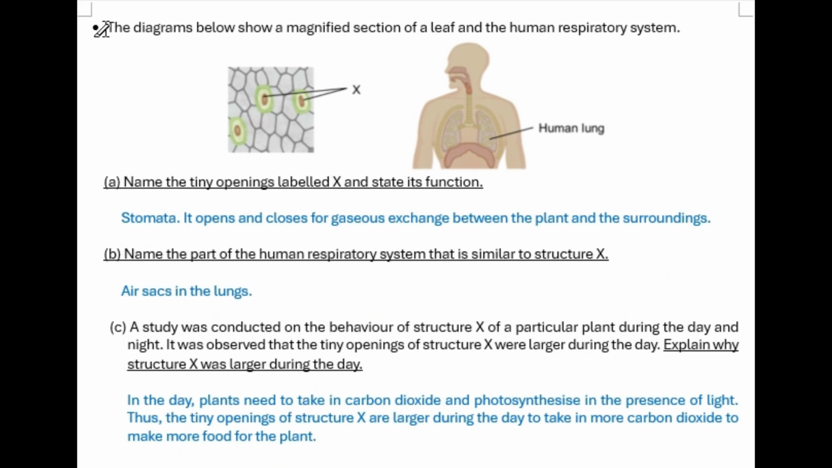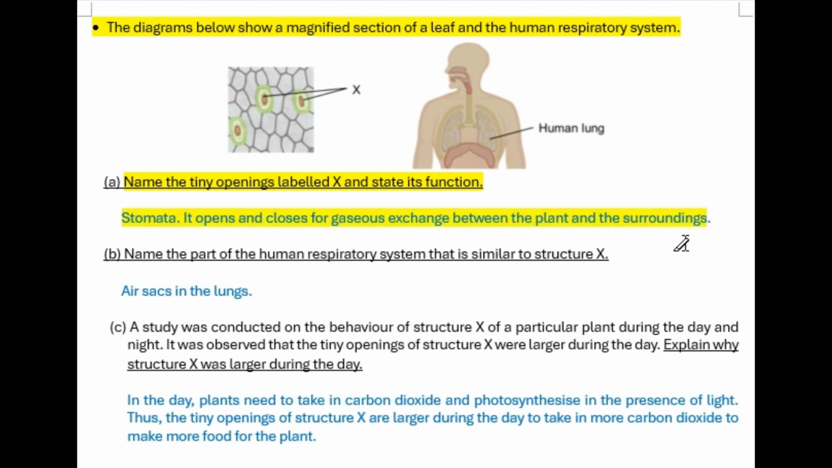The diagrams below show a magnified section of a leaf and the human respiratory system. A. Name the tiny openings, labelled X, and state its function. Stomata. It opens and closes for gaseous exchange between the plant and the surroundings. B. Name the part of the human respiratory system that is similar to structure X. Air sacs in the lungs.